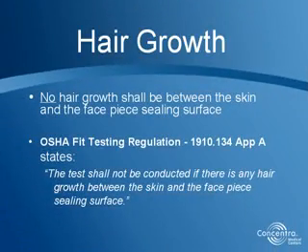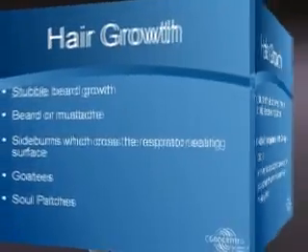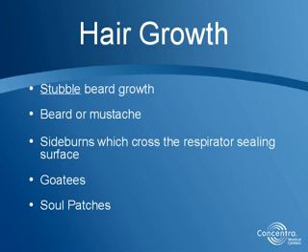There shall be no hair growth that comes between the skin and the facepiece sealing surface. OSHA Fit Test Regulations 1910.134, Appendix A, state that the test shall not be conducted if there is any hair growth between the skin and the sealing surface of the facepiece. This would include stubble, beard growth, beard or mustache, or sideburns that cross the respirator sealing surface. Goatees generally do cross the sealing surface and therefore must be shaved prior to the fit test. Soul patches, which is a small amount of hair underneath the lip, generally do not cross the sealing surface and are acceptable.